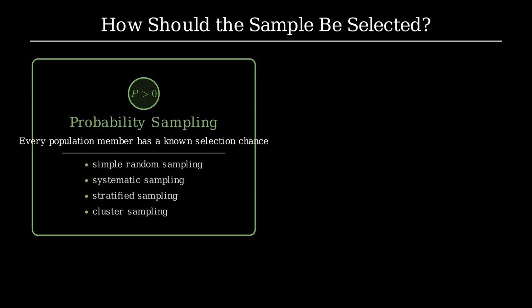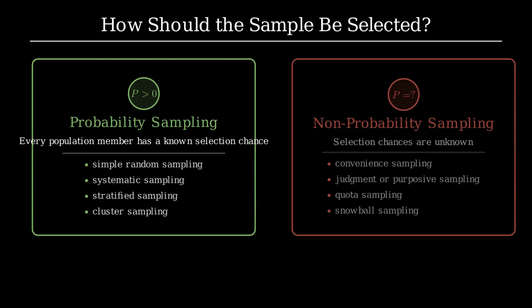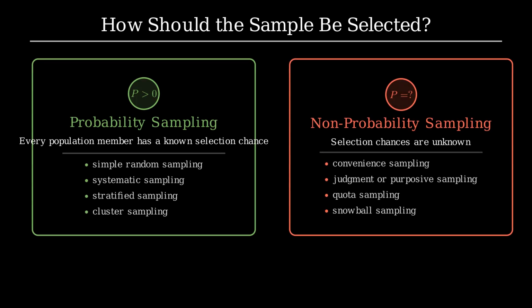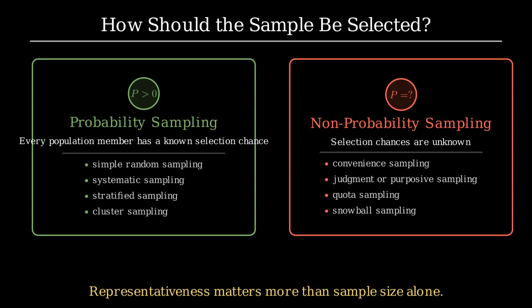Probability sampling uses random selection with known probabilities. It supports statistical inference and measurable sampling error. Non-probability sampling includes convenience, purposive, quota, and snowball methods. These can be useful when access is difficult, but generalization is weaker.